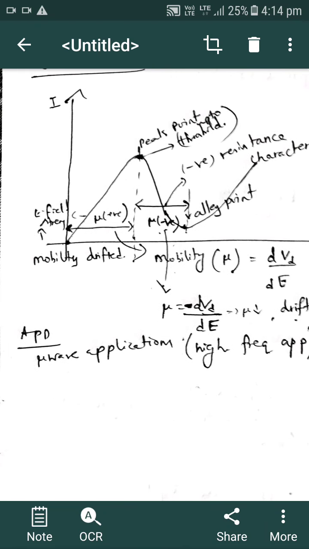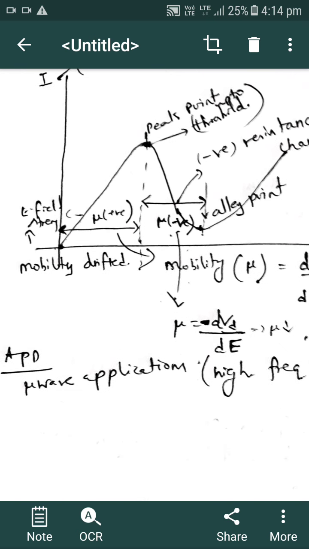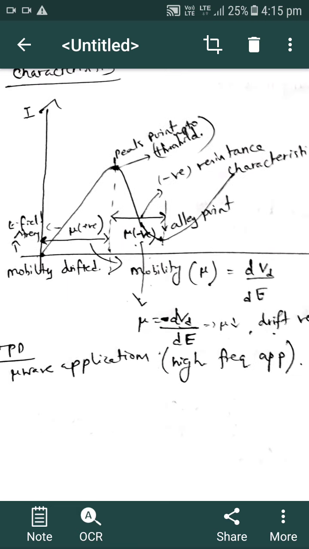Before the peak point, if we increase the voltage, the current also increases linearly up to the threshold point. In this case, the mobility is positive. In the range between the peak point and the valley point, the mobility is negative. That is, the mobility is reversed from positive to negative. That we call the negative resistance characteristic.